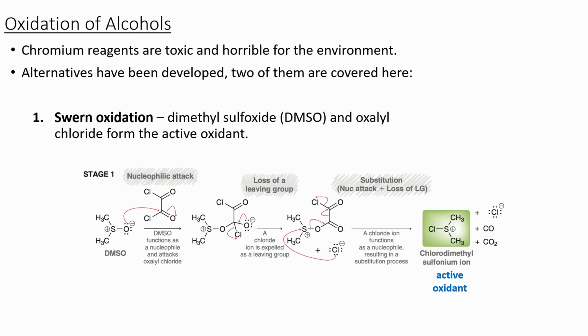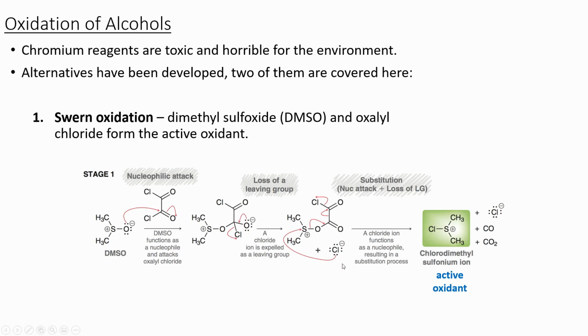So the active oxidant for this is going to be an intermediate that is a combination of dimethyl sulfoxide and oxalyl chloride. To begin with, the dimethyl sulfoxide oxygen acts as a nucleophile, and one of the carbonyls of the acid chloride acts as the electrophile. We form a new oxygen-carbon bond, breaking a carbon-oxygen pi bond. Then the oxygen collapses back down and expels the chloride ion as a leaving group.